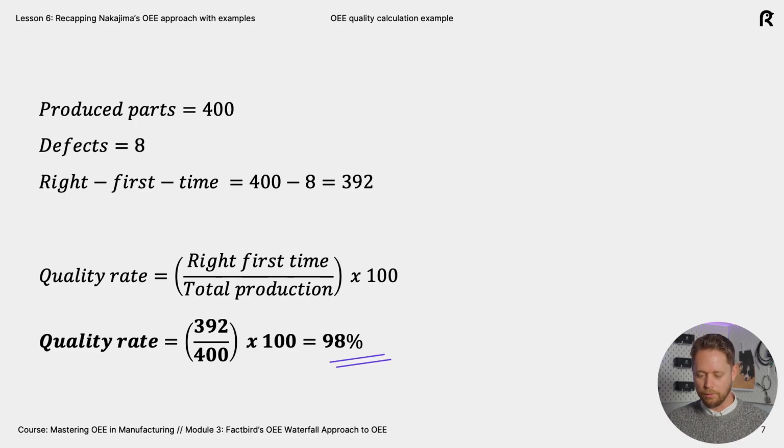We now know our availability rate and performance efficiency. But what was the right first-time quality of the units we produced? Fortunately, quality is very easy to calculate. Let's say we produced 400 parts, but 8 of them were defective. Maybe they became scrap or rework. It doesn't really matter. Our right first time count was 392 units out of 400 units, which gives us a quality rate of 98%. Depending on which industry you're in, you could see 98% as a good quality rate or disastrous.